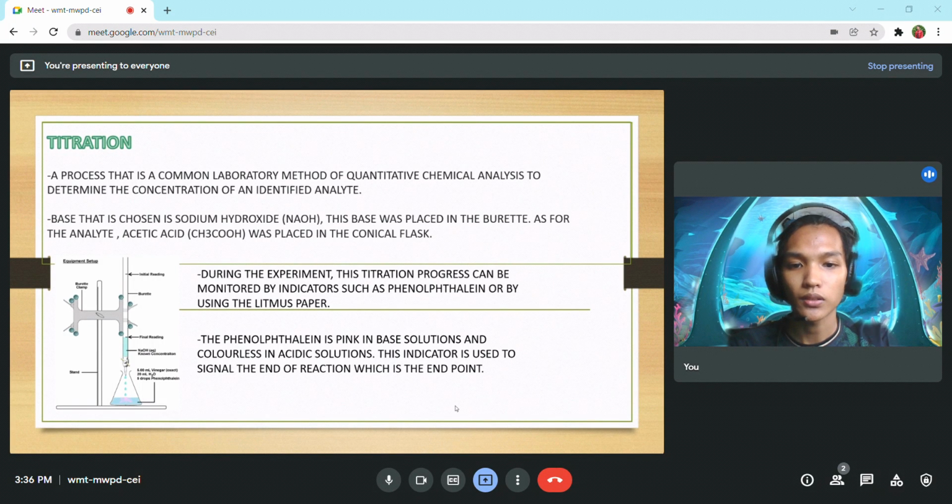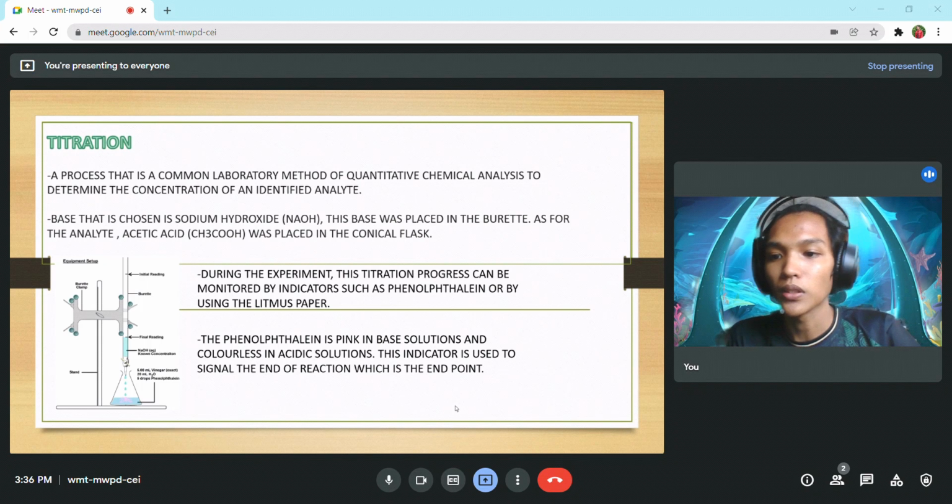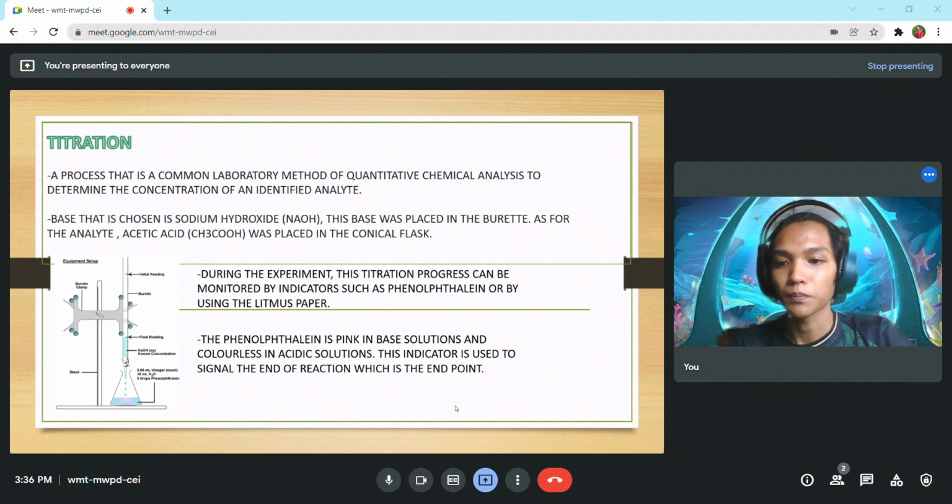During the experiment, the titration progress can be monitored by indicators such as phenolphthalein or by using litmus paper. The phenolphthalein is pink in base solution and colorless in acidic solution. This indicator is used to signal the end of the reaction, which is the endpoint. You can look at the equipment setup picture.